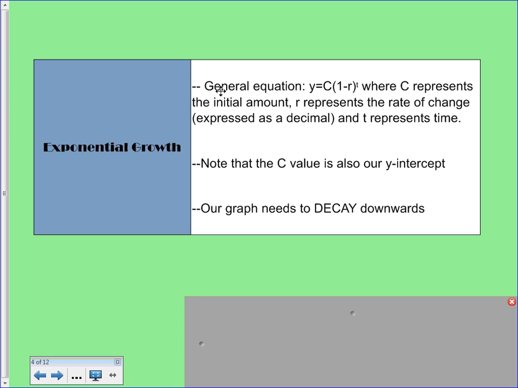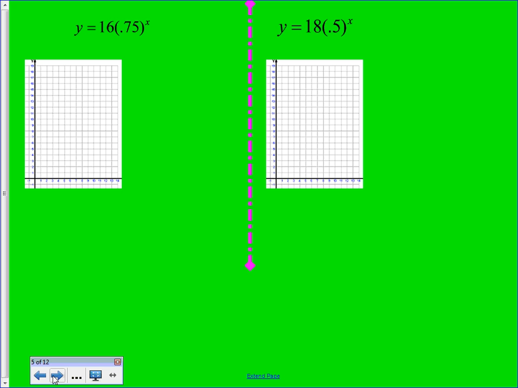This is the same as growth, except the difference is we're doing 1 minus r. Again, our c is our y-intercept, and our graph is going to have to decay downwards. So really similar to yesterday. Let's take a look at some of these decay equations. Again, my best suggestion is to make a chart if you need to. I know we didn't do that as much yesterday, but if you need to, you can just plug in values for x and have it decay downwards.